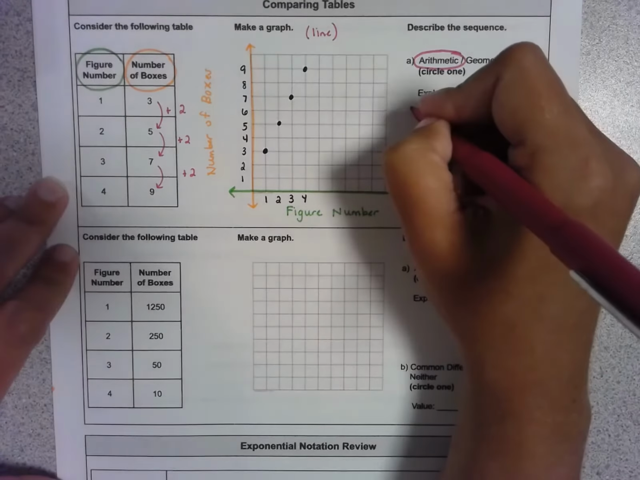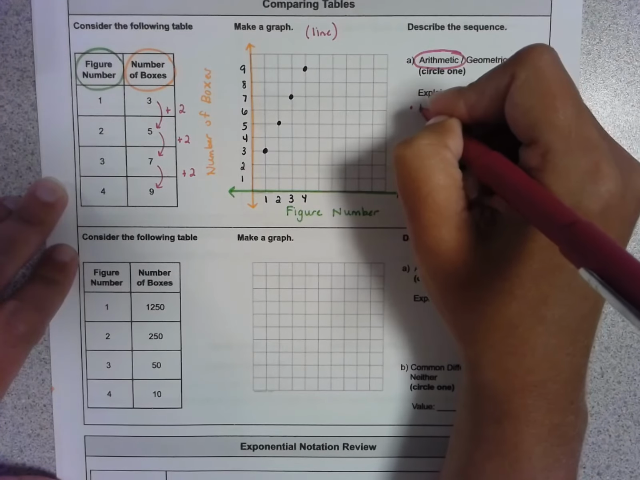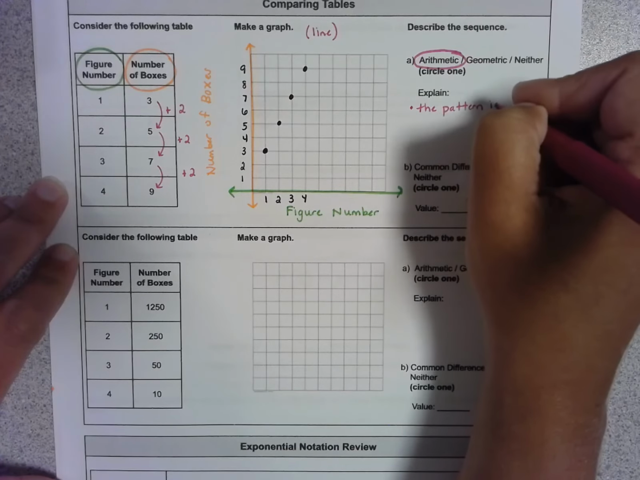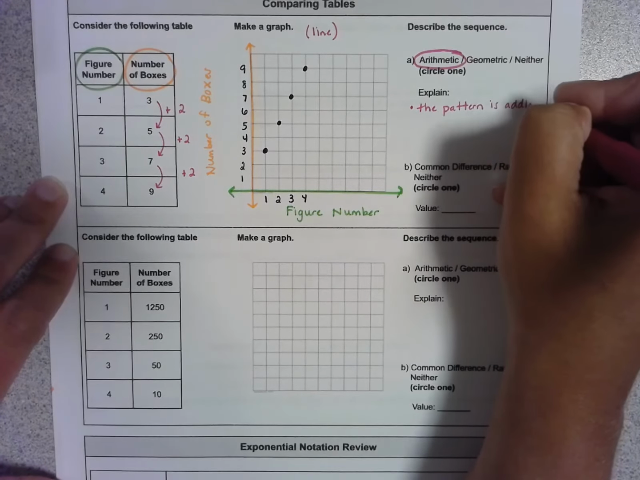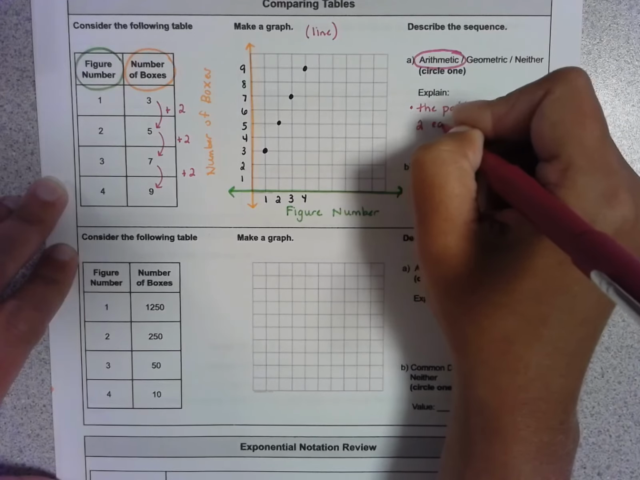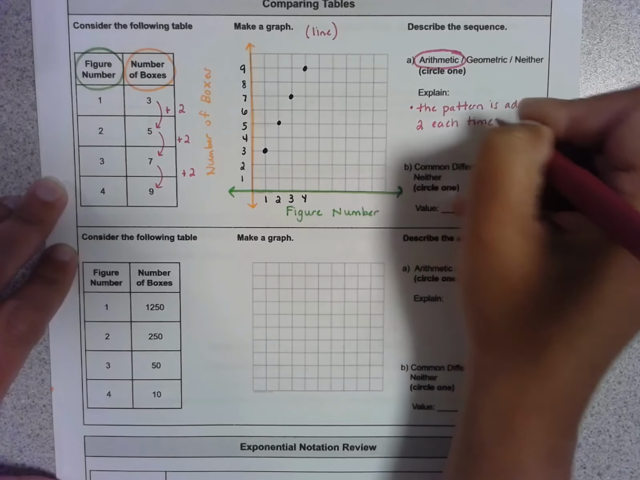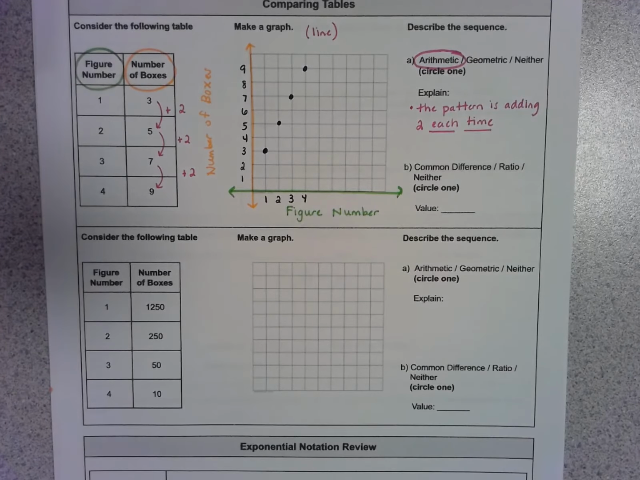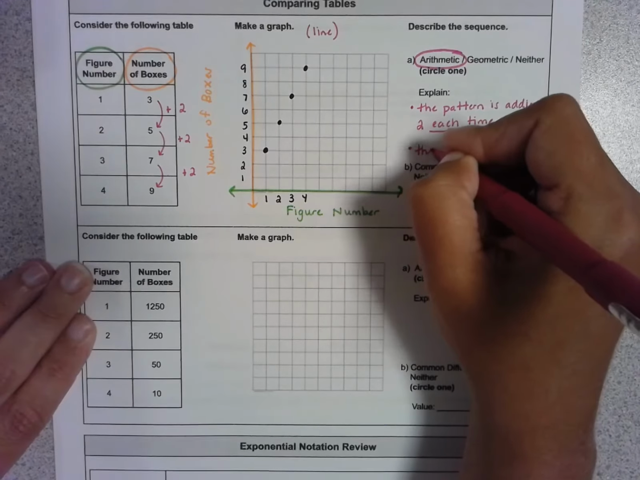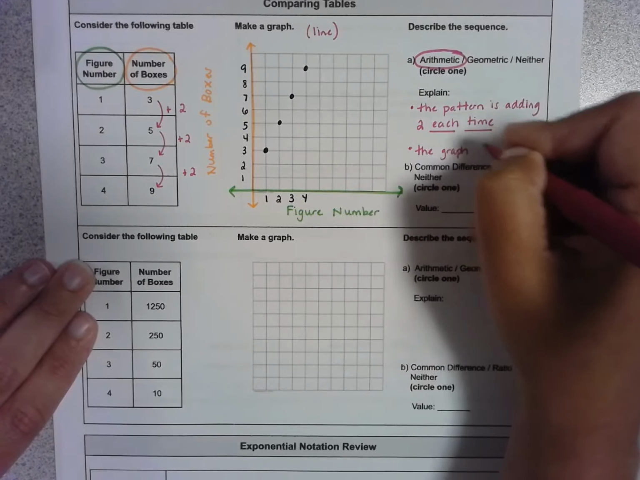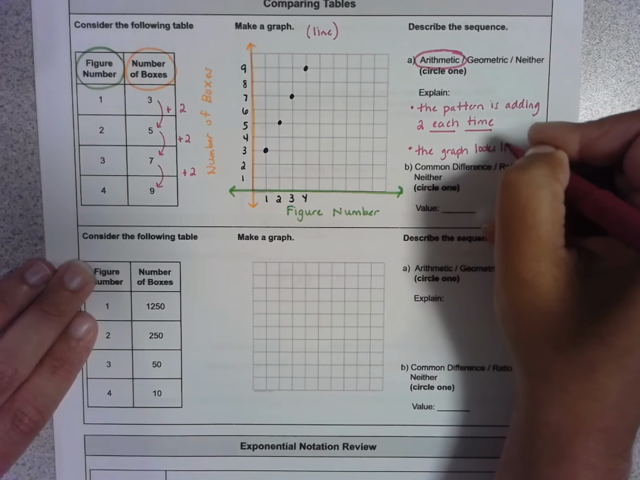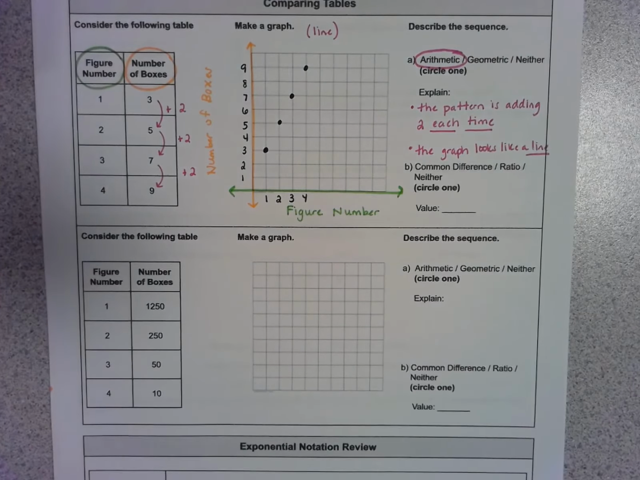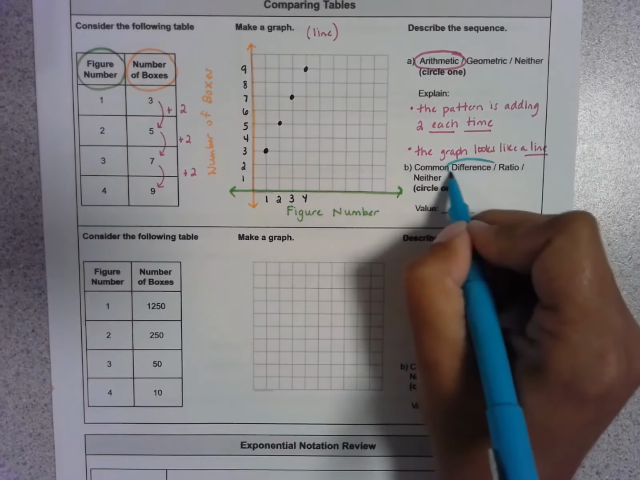And I could justify my reasoning in 2 different ways. I could say the pattern is adding 2 each time. And again, those words each time are really important because it means we're doing it over and over and over again. I could also say that the graph looks like a line.